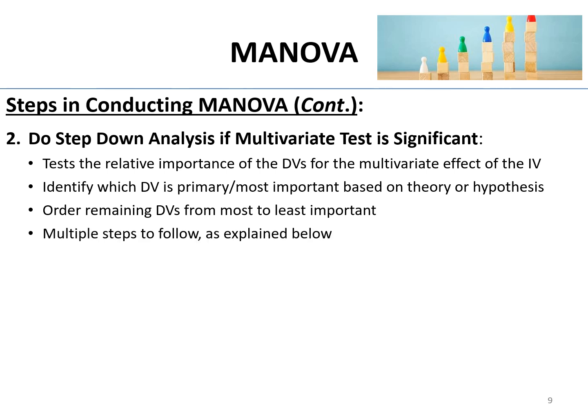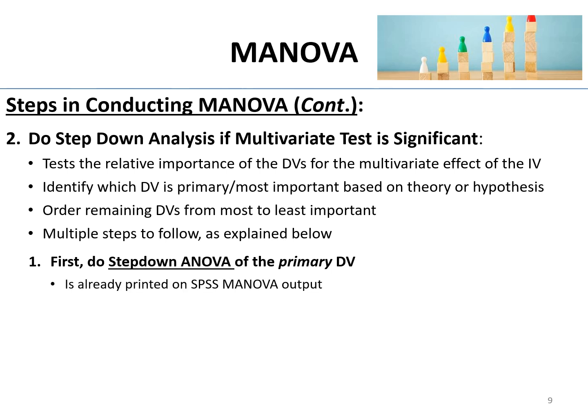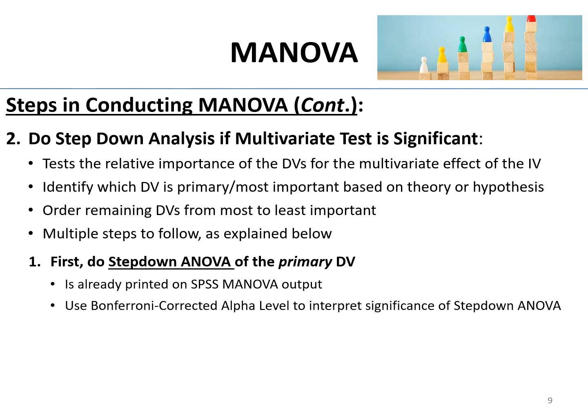So there are multiple steps to follow, which I'll explain. Number 1, first do a step-down ANOVA of the primary dependent variable. This is actually printed on the SPSS output as part of the MANOVA. So it's a piece of cake to do this one, but primary dependent variable, let's see if the groups differ on my primary dependent variable based on the ANOVA that comes as part of the MANOVA output. For this, you want to use a Bonferroni corrected alpha level to interpret the statistical significance.